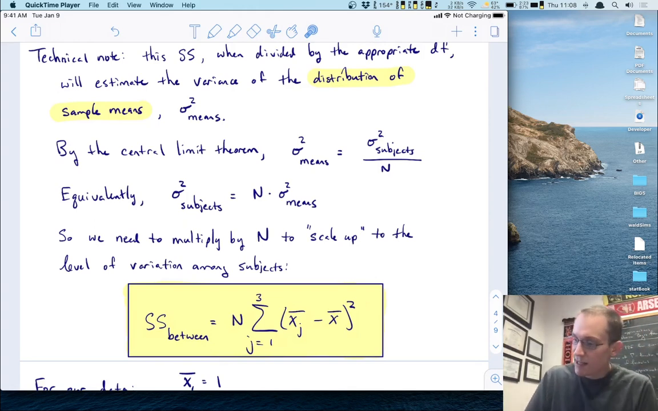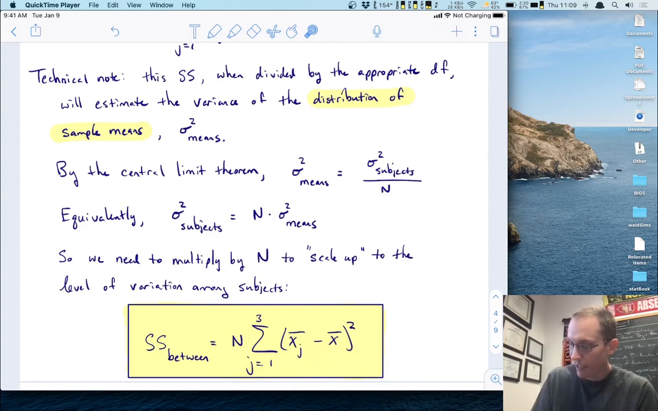So what that means is we take that little sum that we wrote up there, and then we multiply it by n. And that gets us something that's on the right level of measurement. And that's what we define as the sum of squares between. We take n, which is the number of data points in each condition, and then we multiply it by that sum that we just described above. Okay. We talked a lot in the abstract. Let's actually do it for our data now.